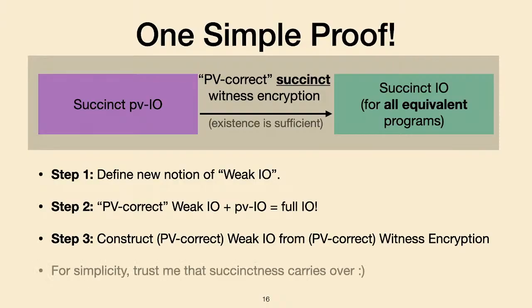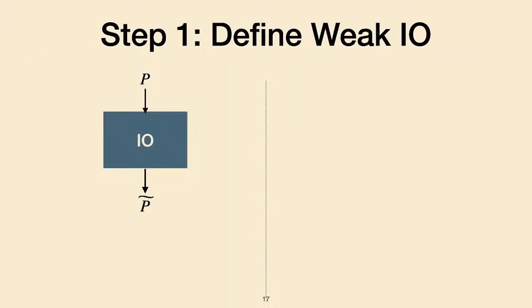And just to make things simpler to follow, don't worry about the succinctness requirements. Just trust me that the succinctness will carry over, so you only worry about the proof. Okay. So the first thing I'll do is define weak I/O.